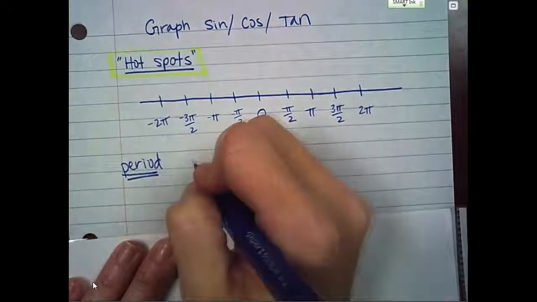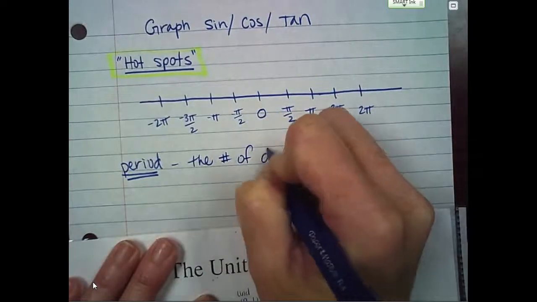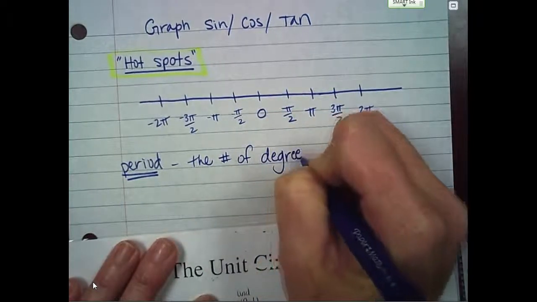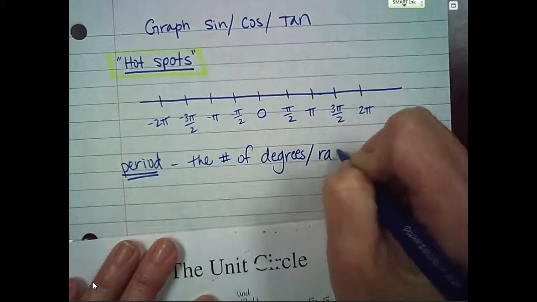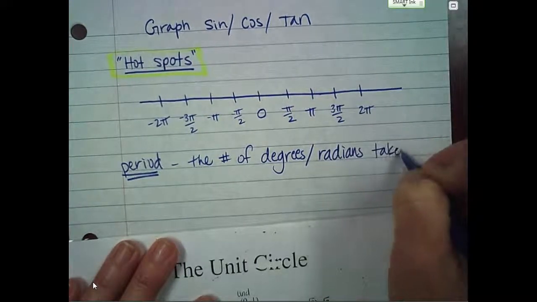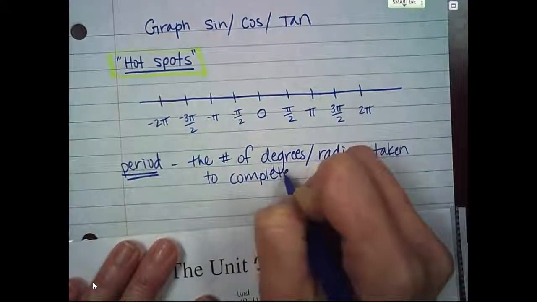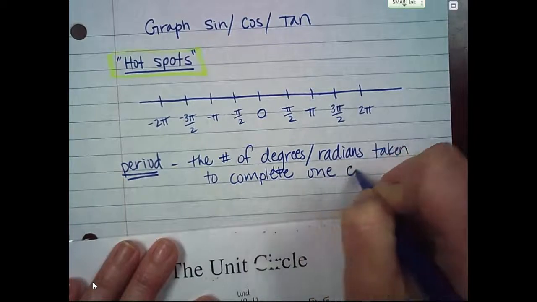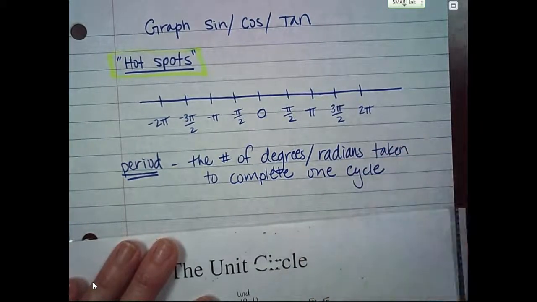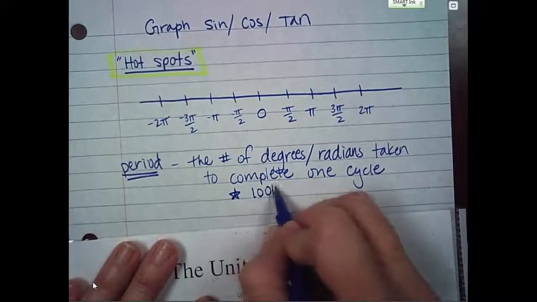The definition is the number of degrees or radians taken to complete one cycle. In other words, where you look is you look at the x-axis.